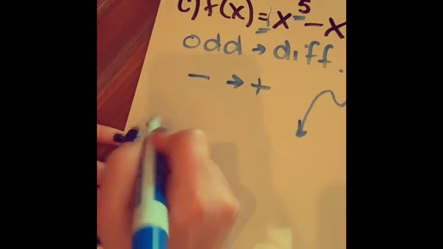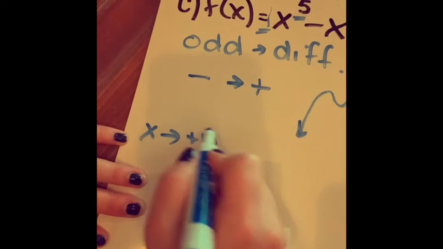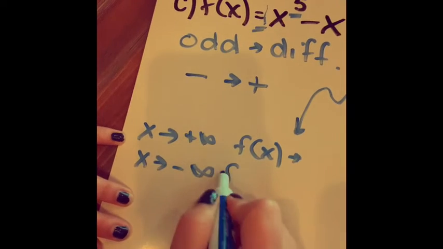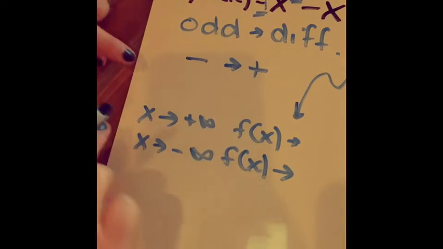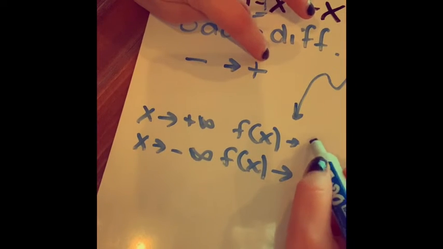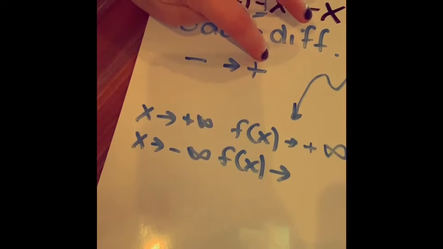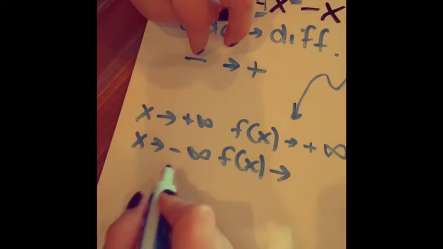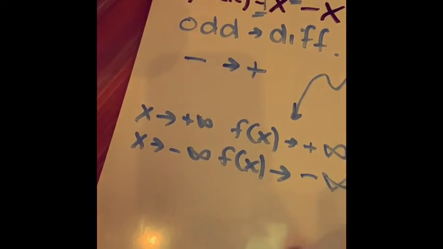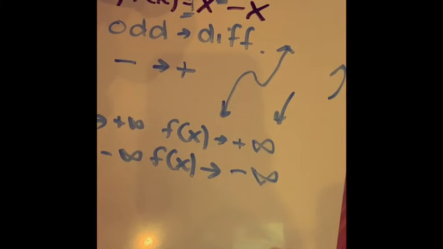So if we wanted to write this in the proper notation, as x goes to positive infinity, f of x goes to positive infinity. And as x goes to negative infinity, f of x goes to negative infinity. So as x goes to the right, look at the right-hand side that we wrote here. It's positive, which means it's going to positive infinity. And on the left-hand side, as it goes to negative infinity, on the left we have a negative sign, so negative infinity. And that makes sense based on the graph there.